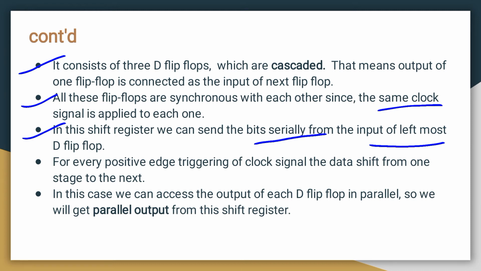For every positive edge trigger of the clock, the data is shifted from one stage to the next stage. Here in this case we are going to extract all the outputs at the same time to get the parallel output. So we wait for all the bits to be shifted from one flip-flop to another and all the flip-flops are in a condition of storage. Then we extract the output of those flip-flops. So this completes the SIPO, that is serial in parallel out.